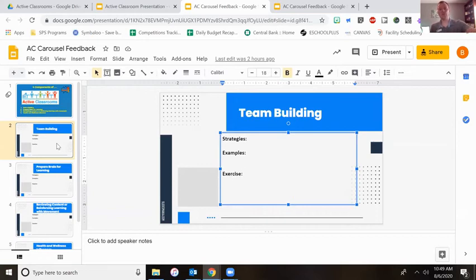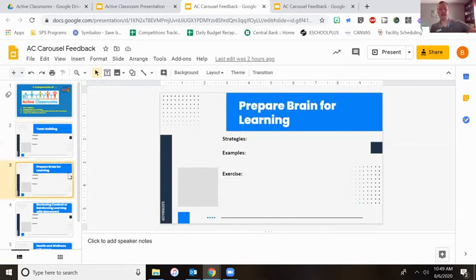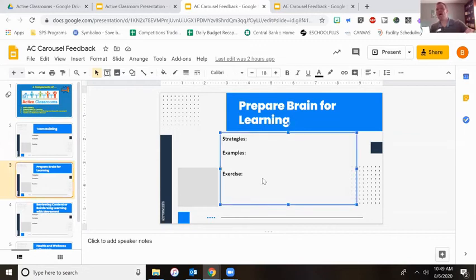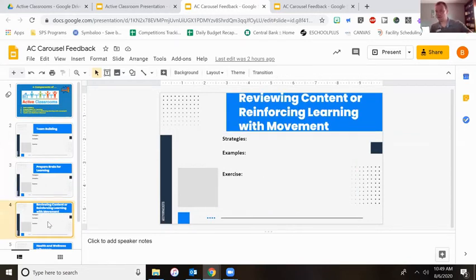If we're the team building group, we're going to look at this slide together, and we're going to look at Prepare Brain for Learning, what they came up with. We're going to do their exercise, and then we're going to move to the next slide. So we're reviewing the other 3 components. We're just going to do 1 exercise per slide. Please keep in mind that your peers don't want to do 100 jumping jacks, so let's be nice to each other. All right, Dorsey, be nice.